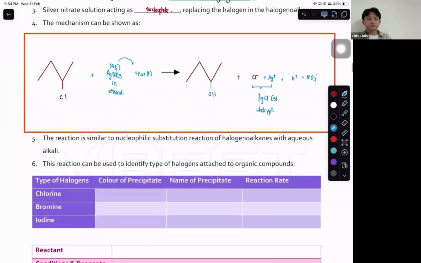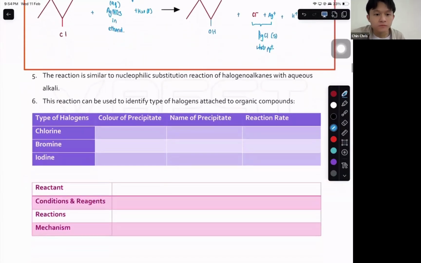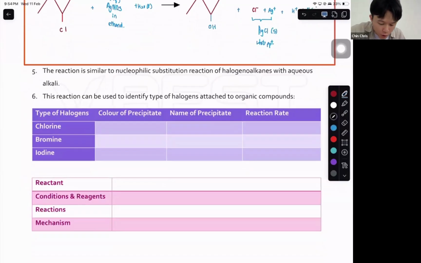Alright, guys, that's it. The color of precipitate with chlorine is white, with bromine is cream, with iodine is yellow. AgCl, AgBr, AgI. The reaction here is the slowest with chlorine, fastest with iodine.